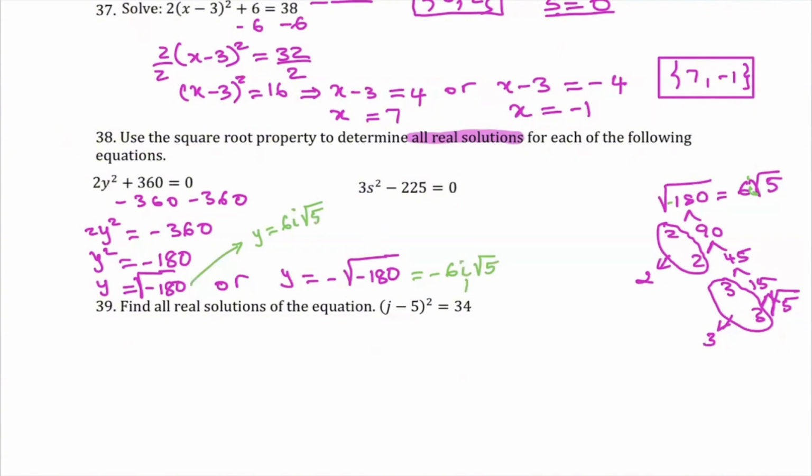Now, if you have i, these are not real numbers. They are complex numbers. Since they asked me to find all real number solutions, not complex numbers, we have no real solution. So your solution set will be the empty set. There's no real solution because they wanted real numbers, not complex numbers. Now let's see how it goes for the other equation.